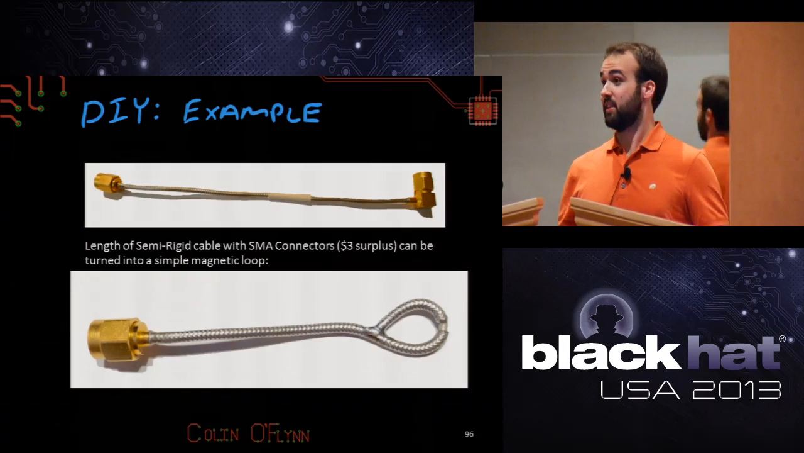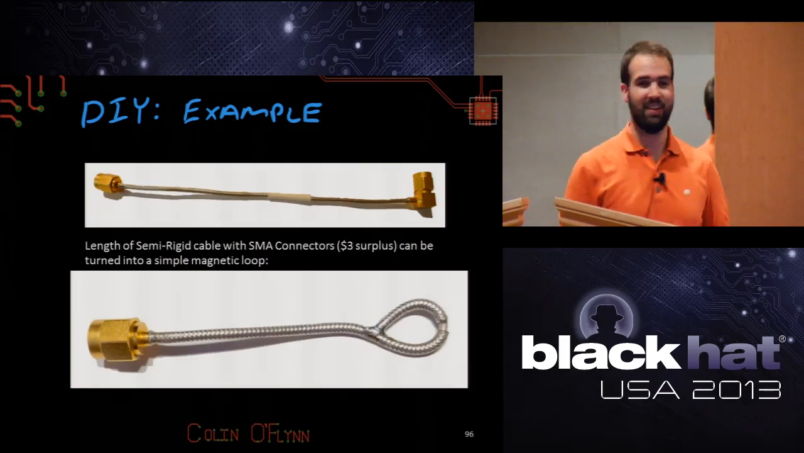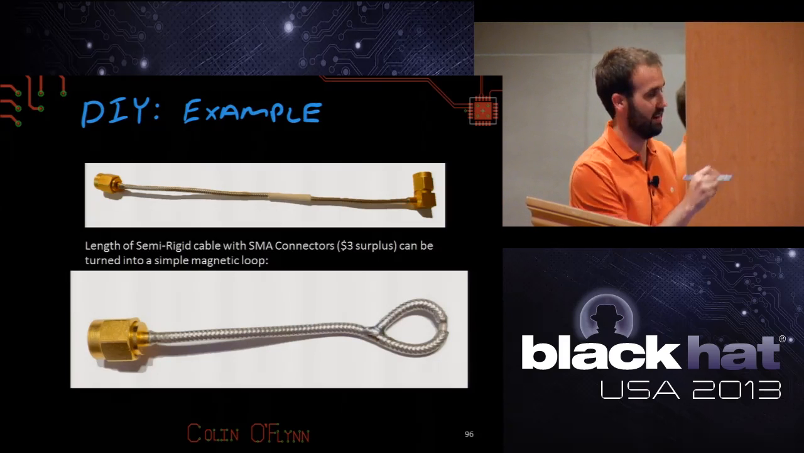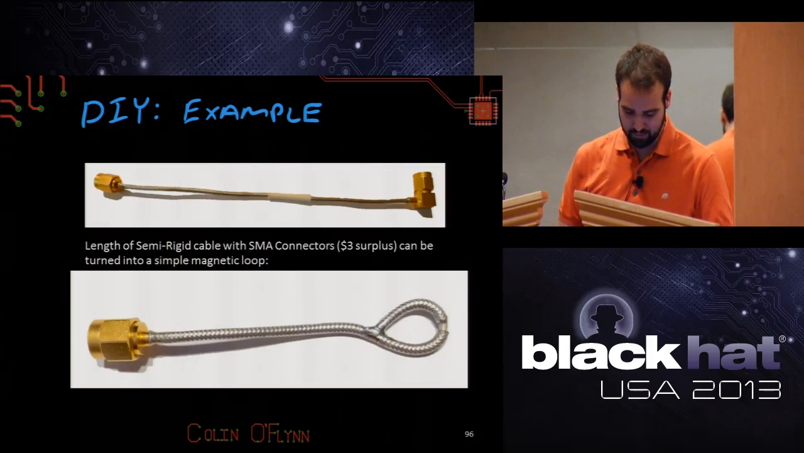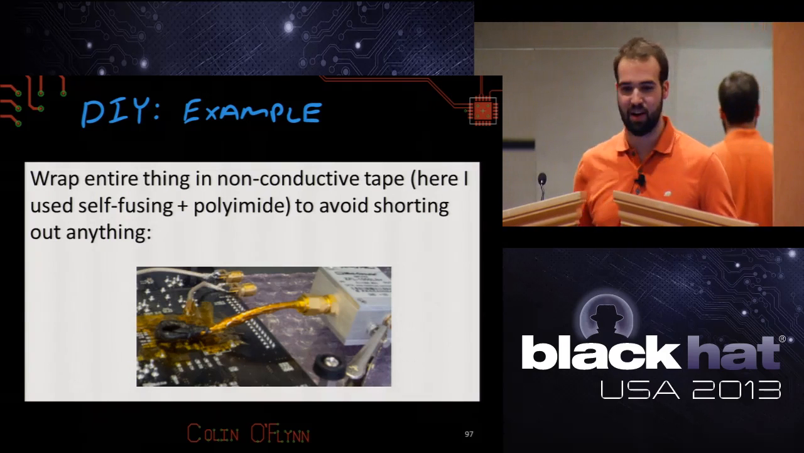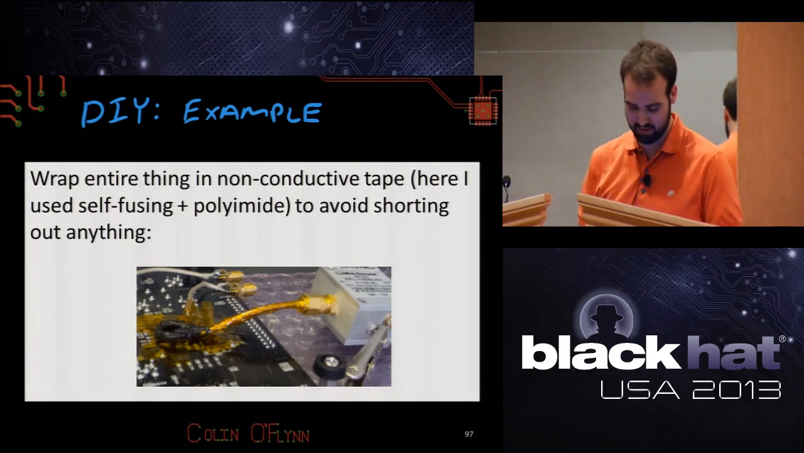But what you can do instead is spend $3 on this cable, and you can make a little loop here, and you cut a slot in it, and you have a pretty good magnetic field probe. You probably want to wrap something around it so you don't short out whatever you connect it to, or you could use Plasti-Dip if you wanted something nicer.